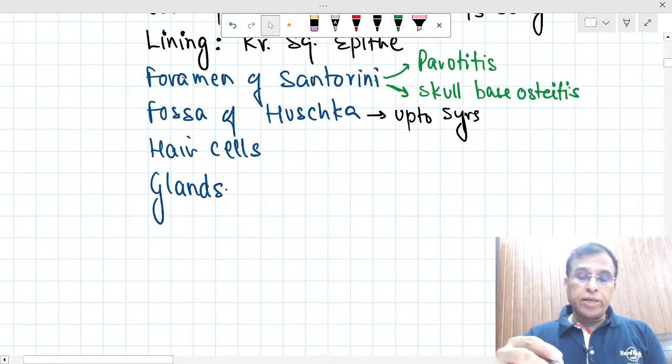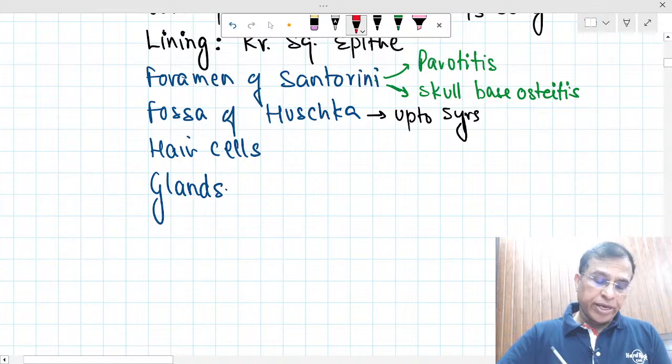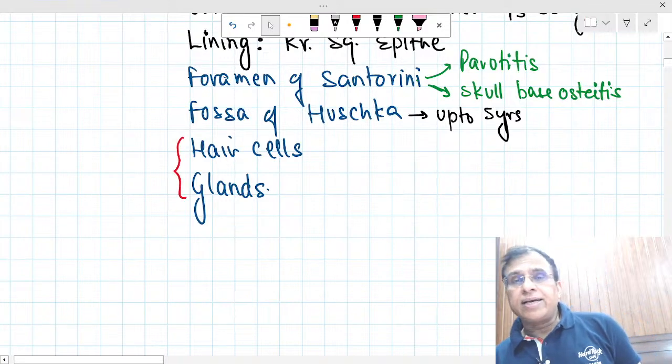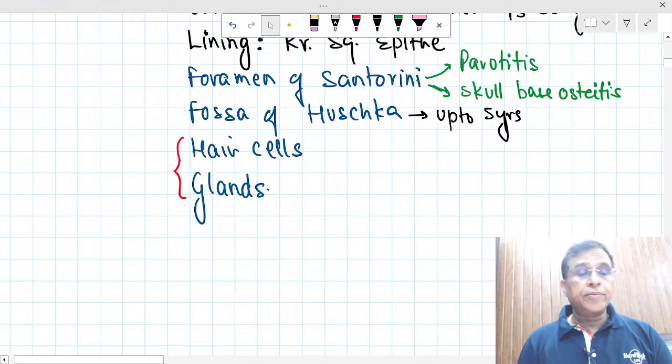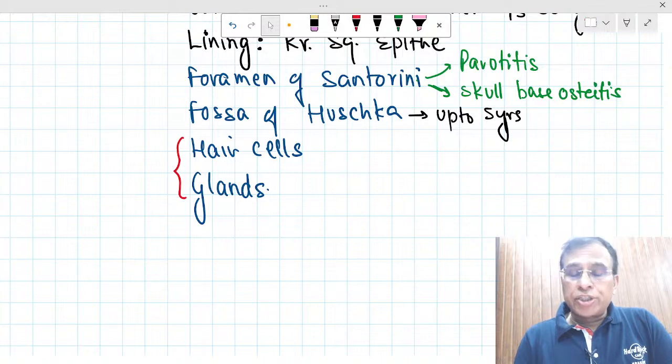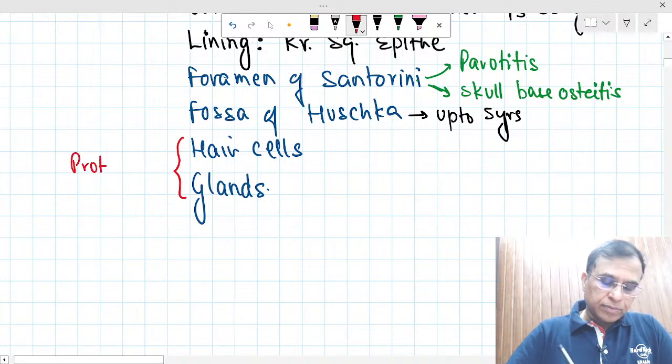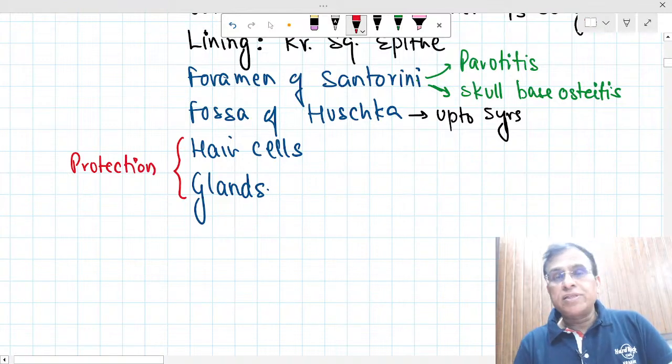But the next 2 names are very, very important in this: hair cells and glands. Hair cells and the glands in the canal are important, very important actually, because of a very important function. What is the very important function? Protection. And anything that protects us is obviously important.